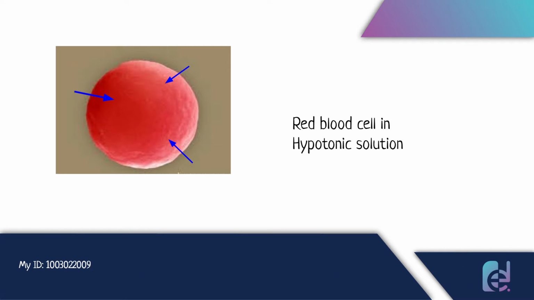So this image shows a red blood cell in a hypotonic solution. So basically, in a hypotonic solution, there's a large amount of water outside the cell than inside the cell. So high concentration outside, low concentration inside. So water will move into the cell. As a result, the cell is going to swell up. It's going to basically form a circular bubble.